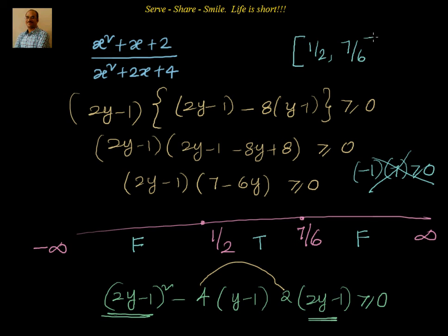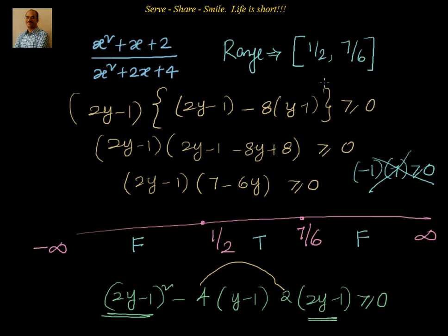The values which are there between 1 by 2 and 7 by 6 will satisfy that 2y minus 1 into 7 minus 6y greater than or equal to 0. That means the range of the function is the values between 1 by 2 to 7 by 6. The range will be between 1 by 2 to 7 by 6, including the boundaries.